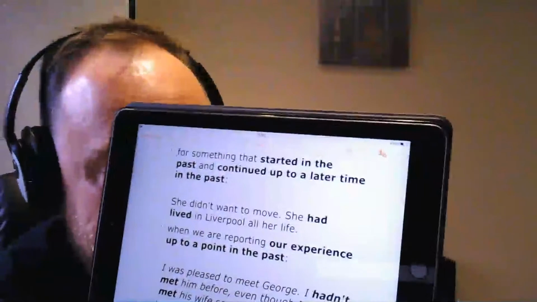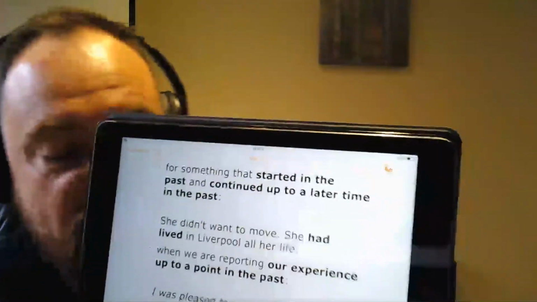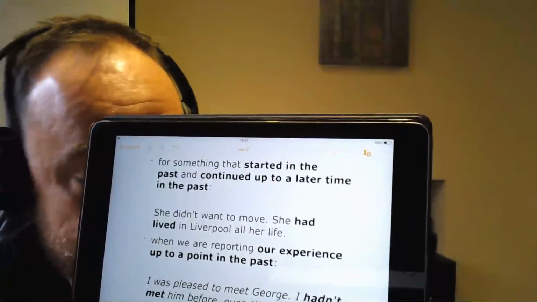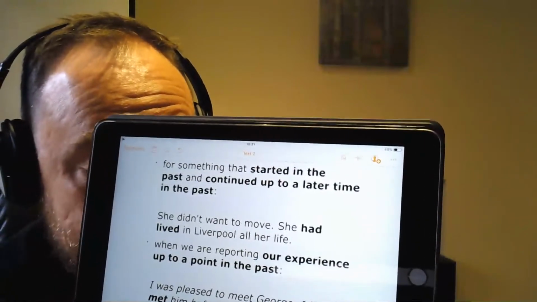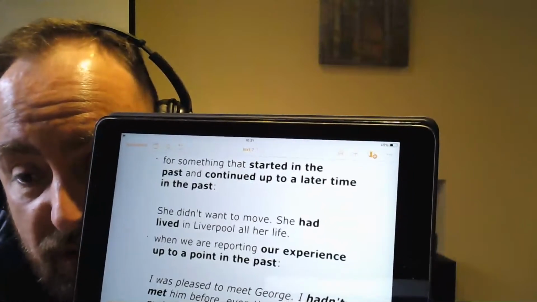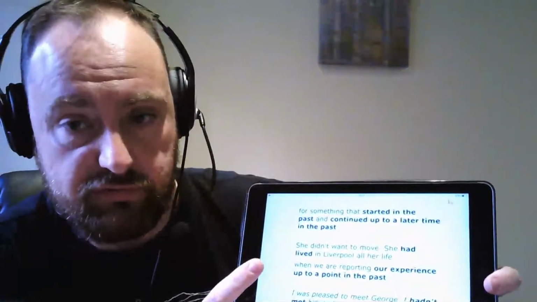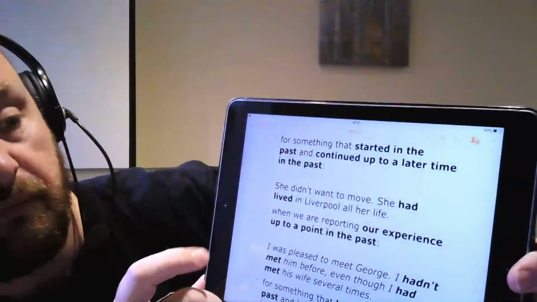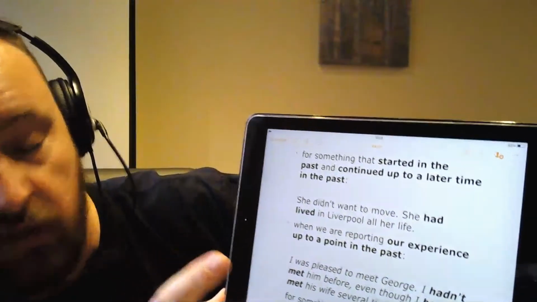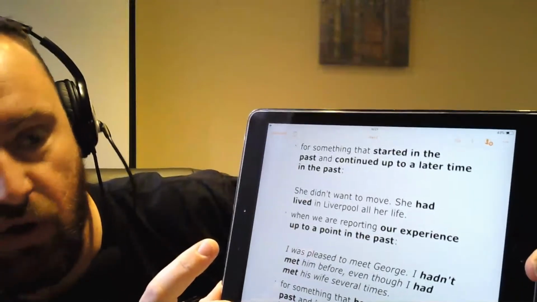Okay, so for something that started in the past and continued up to a later time in the past. So, for example, she didn't want to move. She had lived in Liverpool all of her life. So here we can see that we have the 2 points. She didn't want to move. We don't have to say when that time actually was, like the red X that we have, but we know that that's her first point in the past. She didn't want to move. Past simple. She had lived before that in Liverpool all of her life.